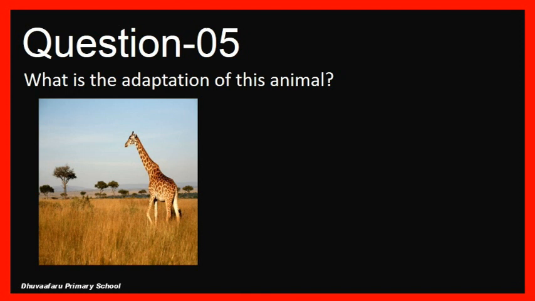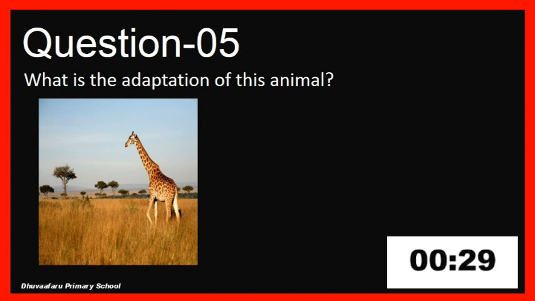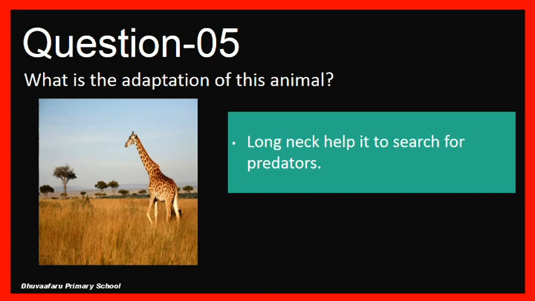The last question, giraffe. What is the adaptation of giraffe? It has a very long neck to help search for predators.